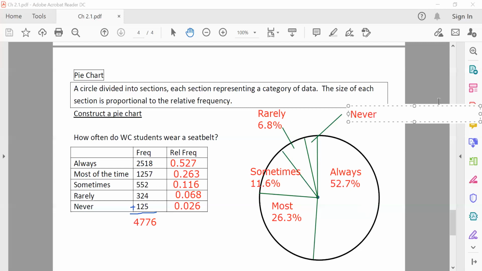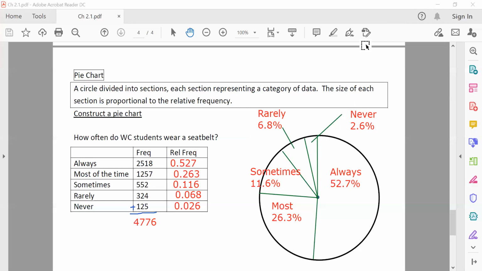And again, let me reiterate, I know chapters 1 and 2 of this course are a wee bit dry. They're a little bit dry, but that is life sometimes. And then finally, never is 2.6% of people who never wear their seatbelts. So yeah, that's a pie chart that we've constructed off of this.